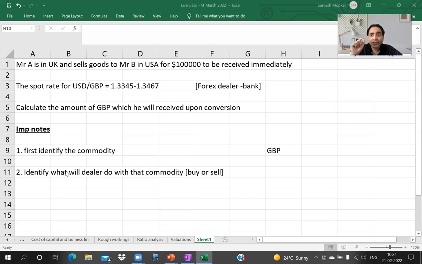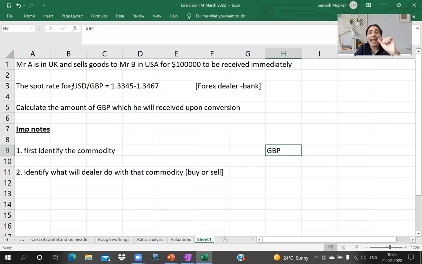Now, look at some of the traps. The tendency of the student is to think from this $100,000 perspective. 99% of students do that. They will say, okay, A is going to sell these $100,000 to the bank to buy. No, that is not the approach. Once you decide the commodity, you have to stick to the commodity. Forget about these $100,000. Stick to the commodity.